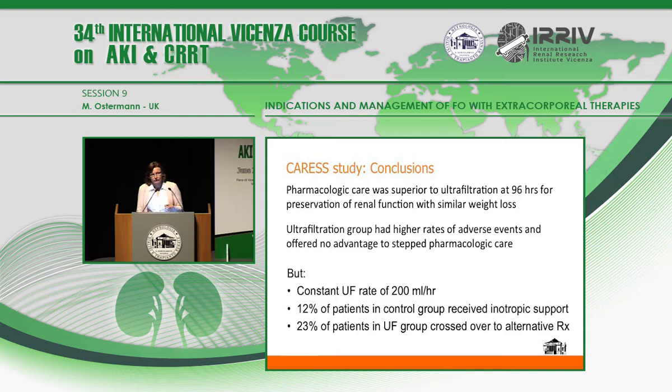It also should be pointed out that these were obviously very sick patients, and in the pharmacological group, 12% of patients had to be commenced on inotropic support, and a proportion had to be commenced on vasodilators. And this was not allowed in the ultrafiltration group. And finally, almost 1 in 4 patients in the ultrafiltration group completely failed and became so fluid overloaded that they had to be crossed over to alternative therapies. So I think these are important aspects which have, in my opinion, affected the results of the study, but these are limitations of the protocol.